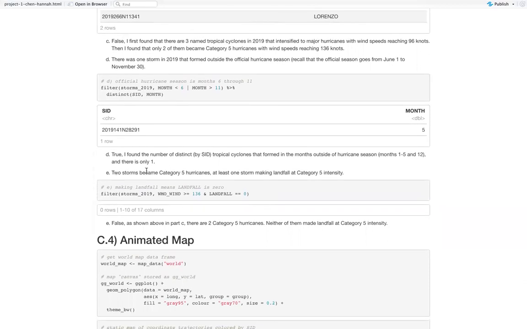For E, we've already proven in part C that 2 of the storms become category 5 hurricanes, and then to determine which ones are making landfall, I had landfall equal to 0, and I filtered those, and there are 0 results, meaning that E is false.